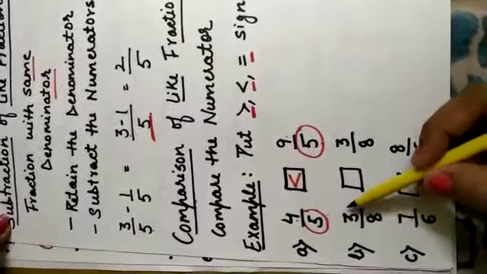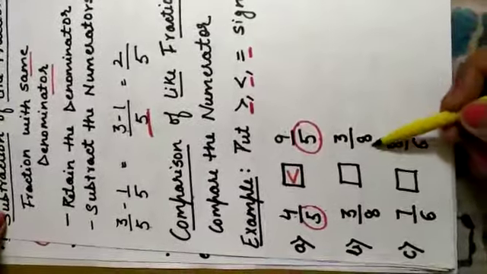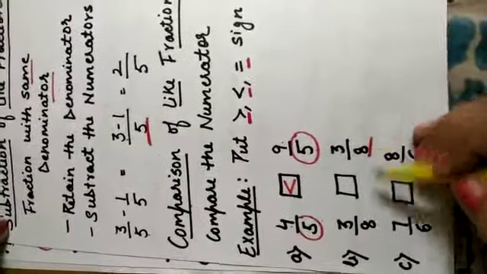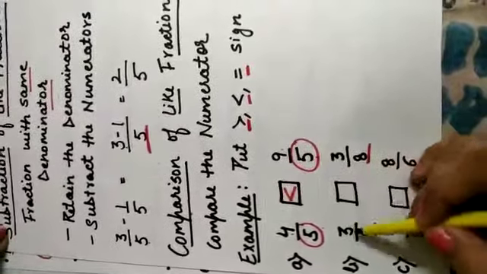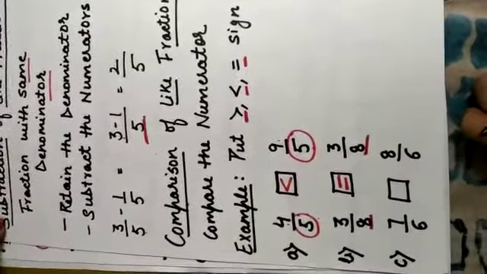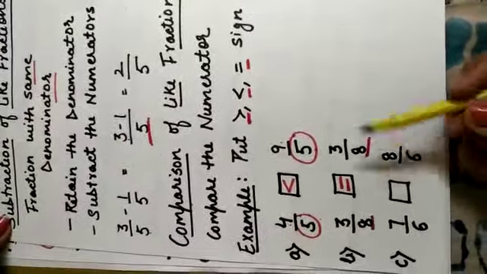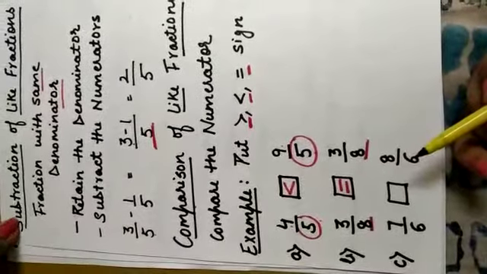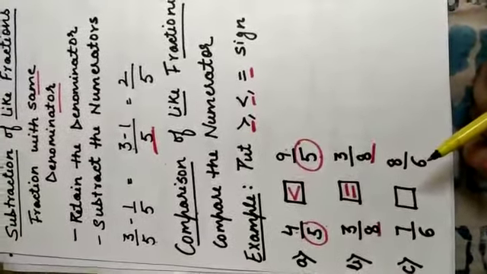Now if you can see 3 by 8, 3 by 8. Again we have same denominator and same numerator. So this is an equal fraction. Right? So this was how we do comparison of like fractions.